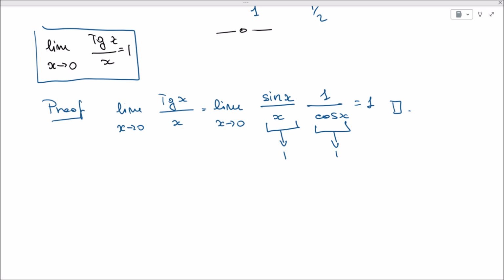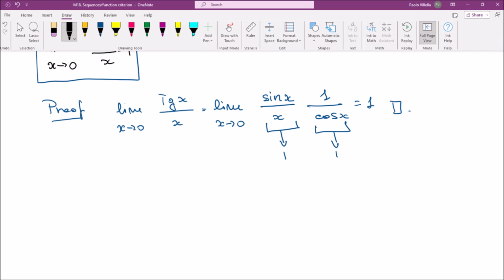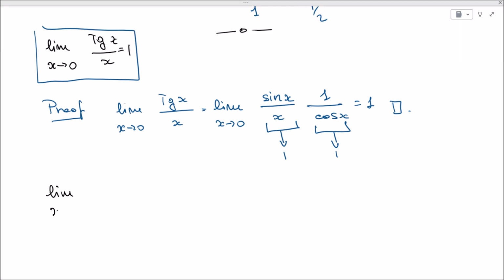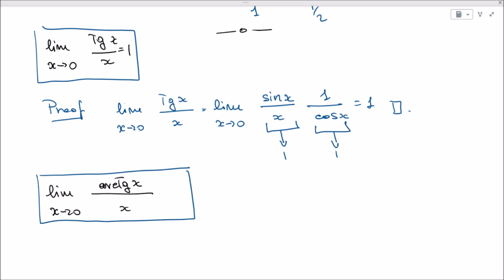Another fundamental limit was this limit: the limit as x goes to 0 of arc tangent of x divided by x. And we want to prove that this limit is 1. Okay, let's provide the proof then. Proof.